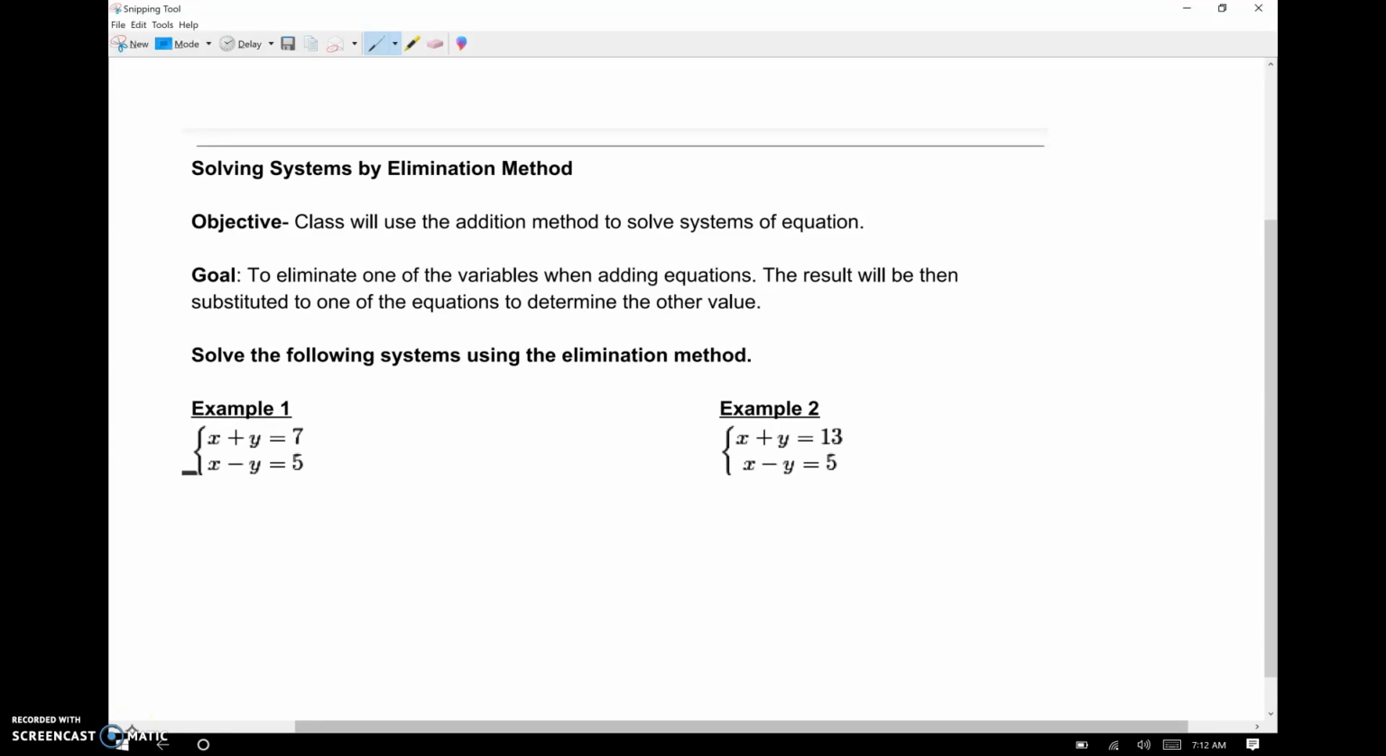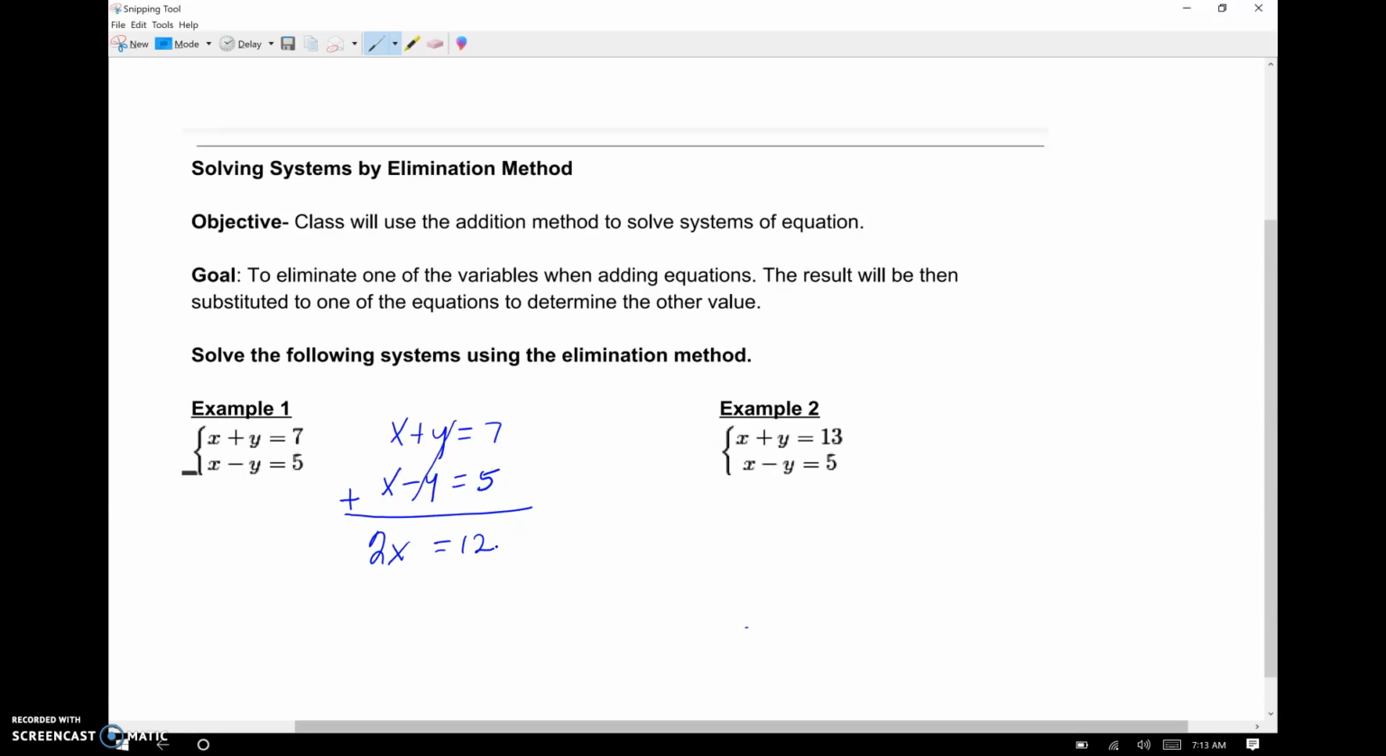What we're doing today is solving the following system using the elimination method. As you notice, we have x plus y equals 7, x minus y equals 5. And what we're going to do is add the equations. You notice we have x and x, which gives us 2x, y minus y, which cancels, and then we have 7 plus 5, which gives us 12.